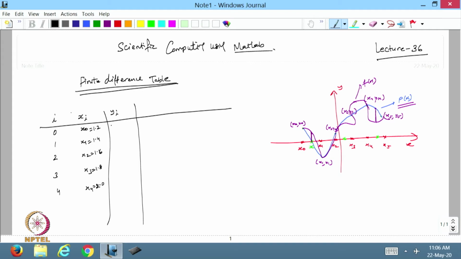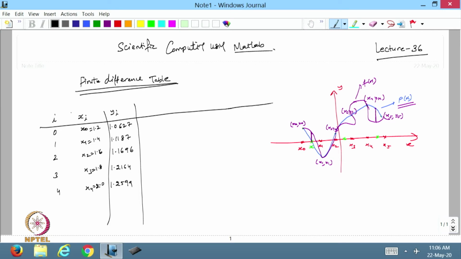Suppose the values are given like this: 1.0627, then 1.1187, 1.1696, 1.2164, and 1.2599. So these values are given to me.